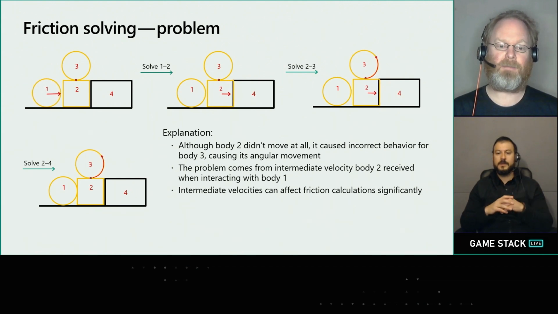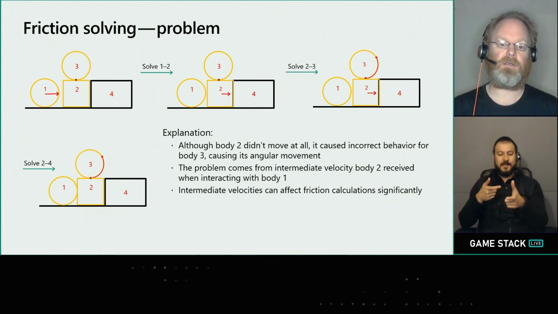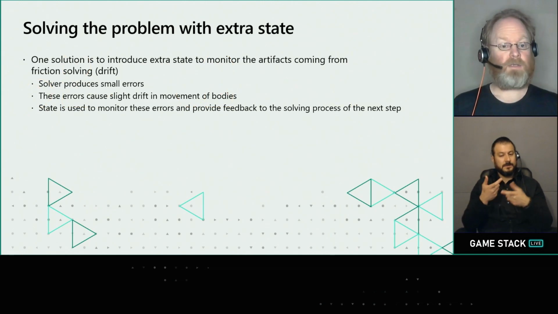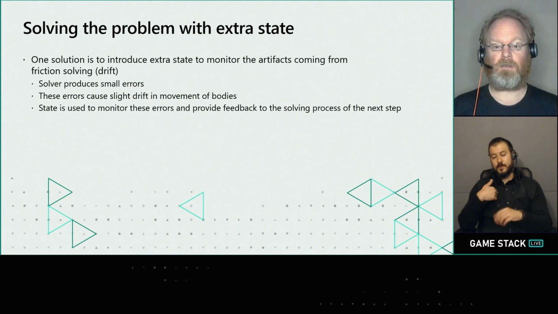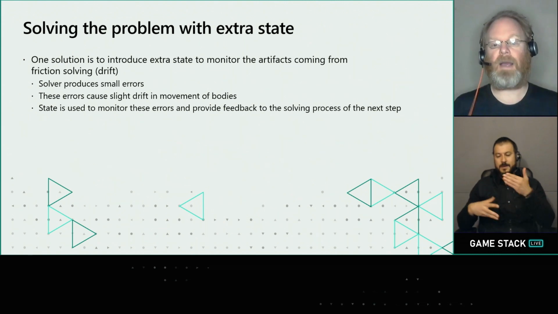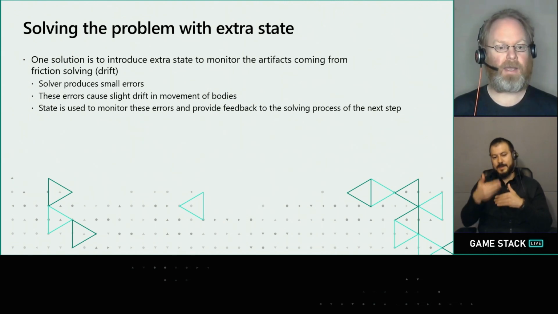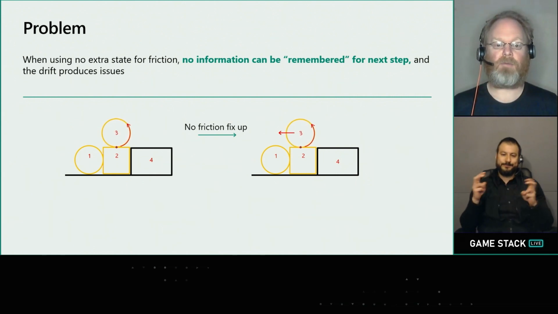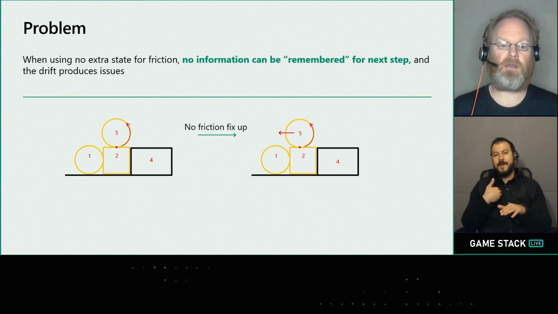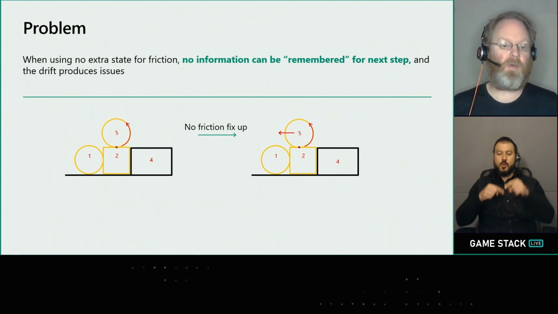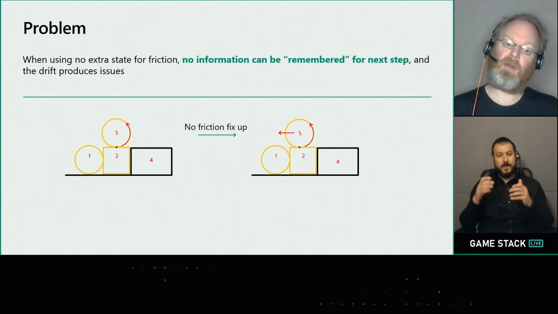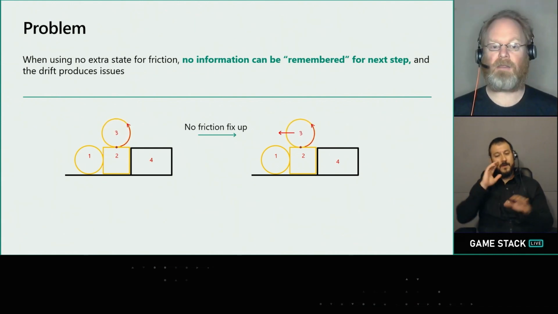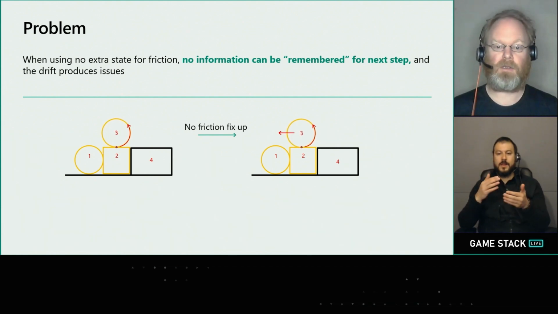So these intermediate velocities can really affect the friction calculations quite significantly. Okay, so normally we solve this problem with extra state. We can cache that extra information, like how much friction we applied on a particular body pair, and we can pass that information to the next step. We don't want to do that. We don't want to remember what was on the previous step. We want to have a cache-free scenario so that we can just roll back our simulation very simply. But without that friction fix-up from that friction information on the previous frame, we're going to introduce that rolling on body 3, and that's going to accumulate over time and cause our stack to fall down.